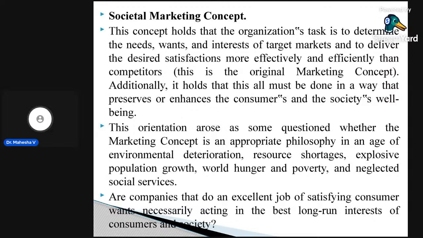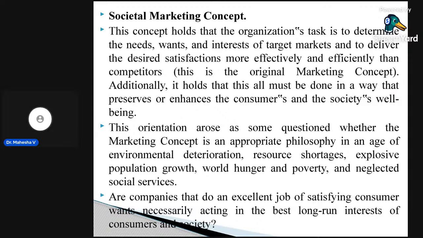This concept normally holds that an organization's task is to determine the needs, wants, and interests of the targeted customers and to deliver the desired satisfaction more effectively and efficiently than the competitors. Additionally, it holds that this all must be done in a way that preserves or enhances the customers' and the society's well-being.